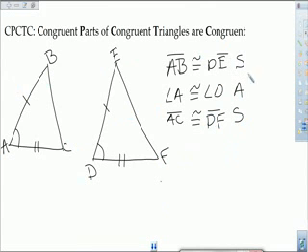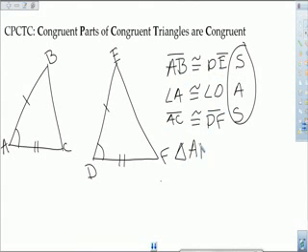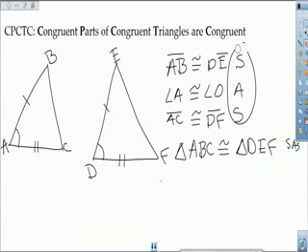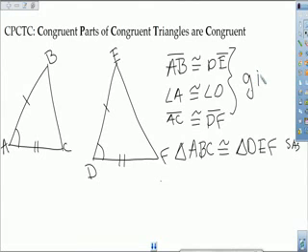Okay, and I say this side is congruent to this side. This side is congruent to this one. And this one is congruent to this one. Then I have side angle side. And so I know these three pieces here are congruent. Let's label this A, B, C, D, E, F. And I know that AB is congruent to DE.